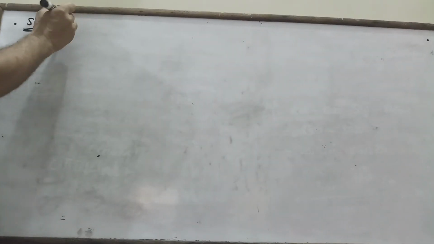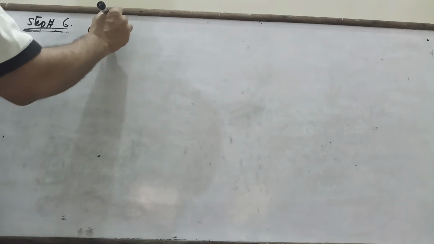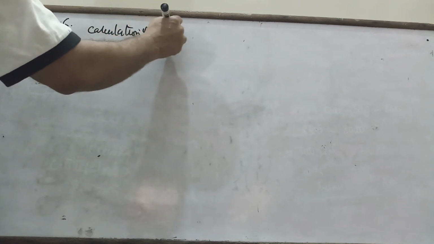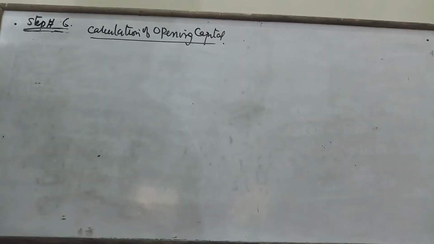Now step number 6, the calculation of opening capital for the balance sheet. There are some calculations for the balance sheet. Step number 6, the calculation of opening capital.